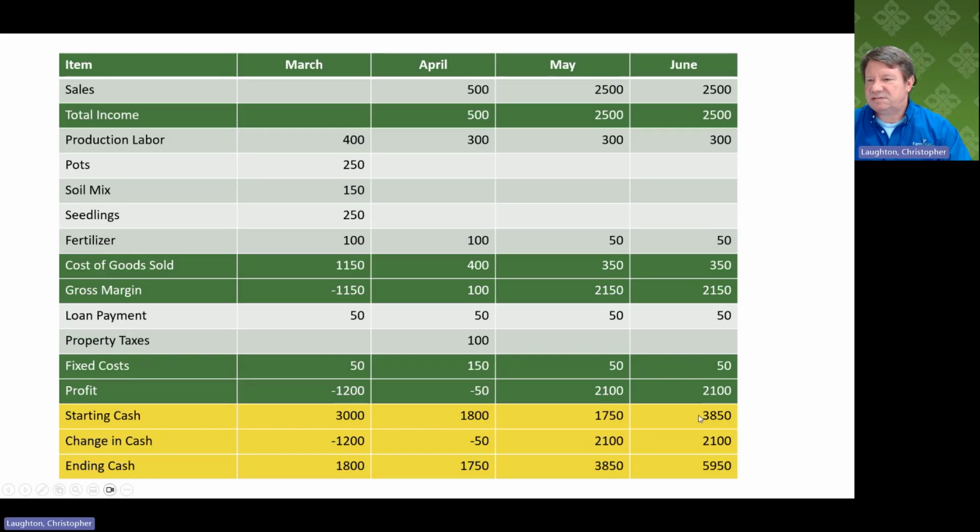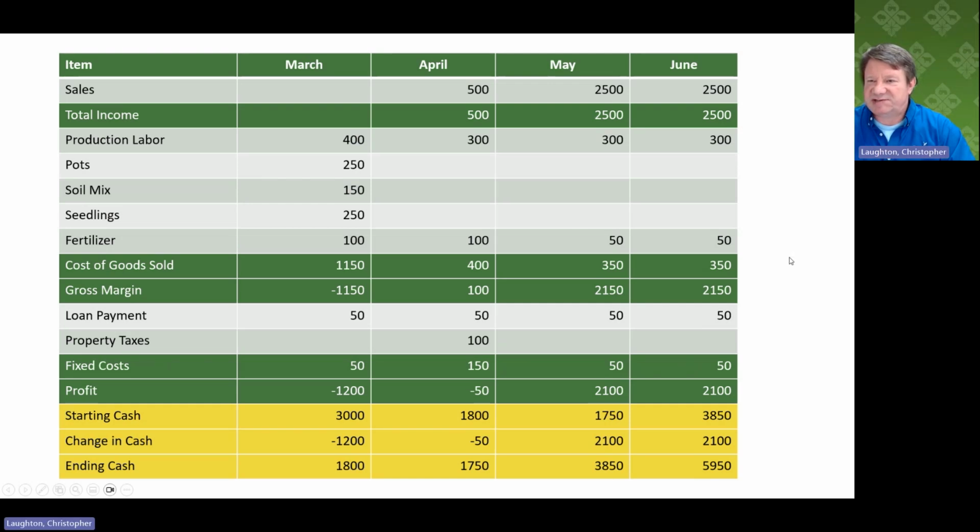That comes to the beginning of the next month, and then as you can see, we end June with just under $6,000. So that's just an example of how you can create a cash flow budget that makes sense for your business. And this is an extremely useful management document.